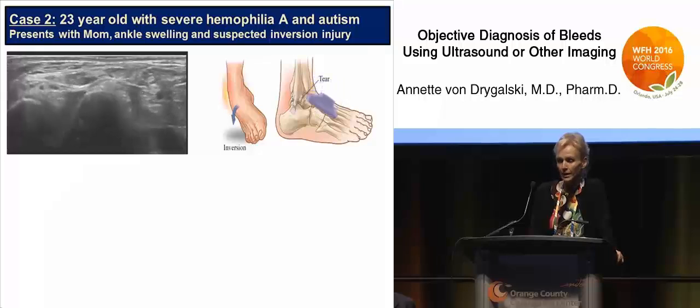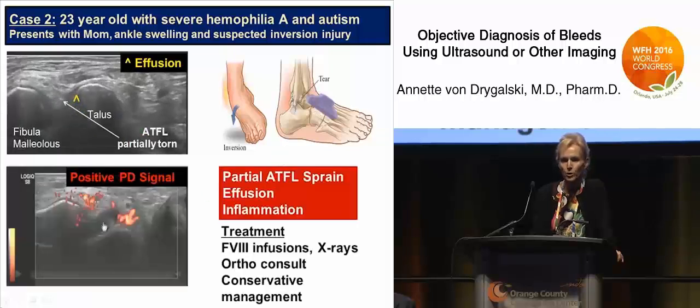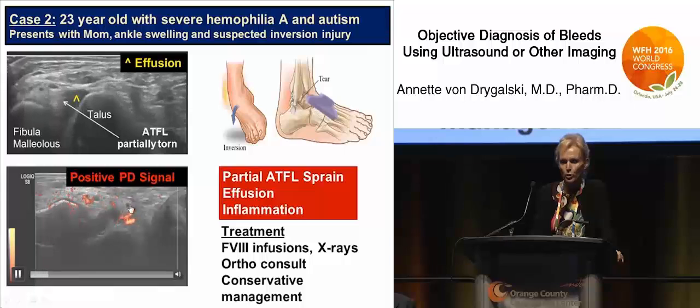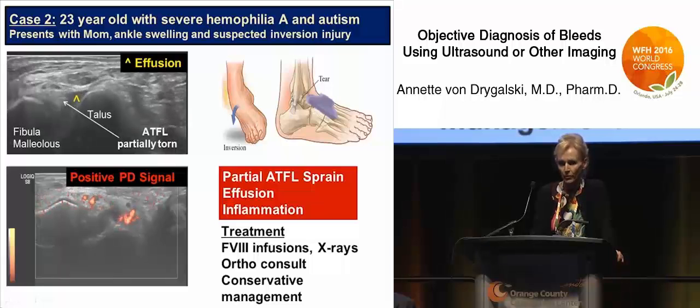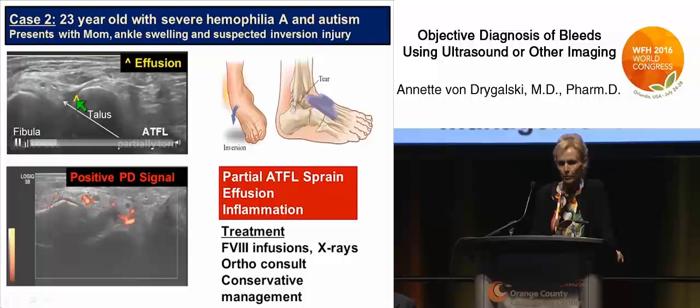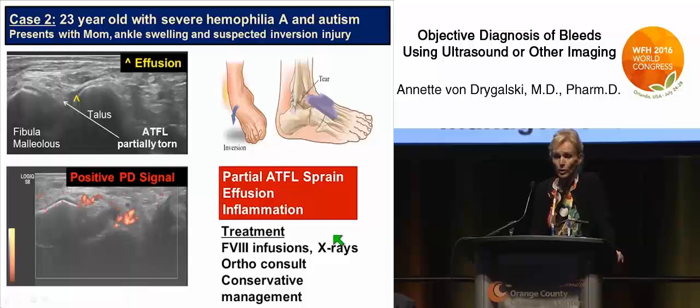So we applied the transducer position that's necessary to diagnose ankle sprains, and what you can see here is that the anterior tibiofibular ligament is sort of partially torn off the talus, and as soon as power Doppler was utilized, you can see that there's a lot of inflammation in this area. So that patient has a partial ATFL sprain, an effusion, visible here, probably complex, and inflammation. So that helped treatment decisions.